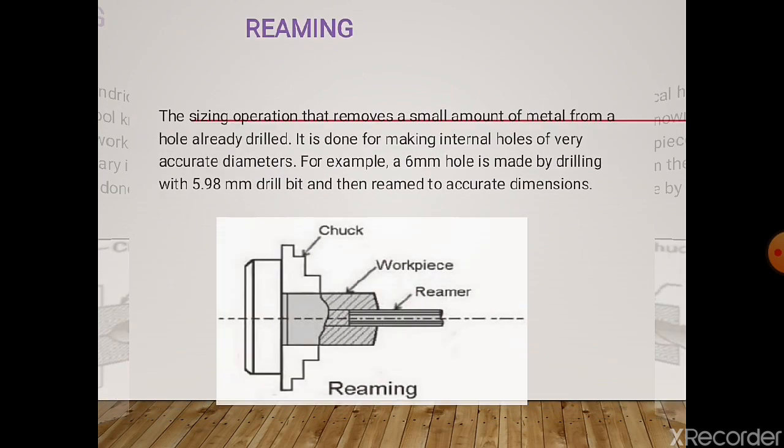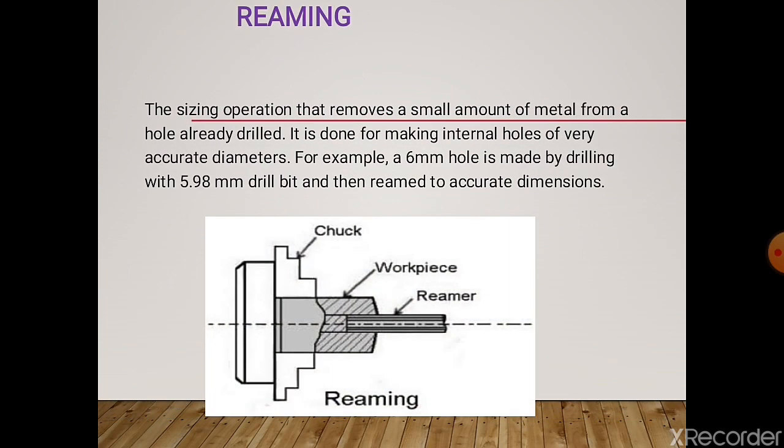Reaming is the sizing operation that removes a small amount of metal from a hole already drilled. It is done for making internal holes of very accurate diameters. For example, a 6 mm hole is made by drilling with a 5.98 mm drill bit and then reamed to the accurate dimension. This is the figure of the reaming operation.